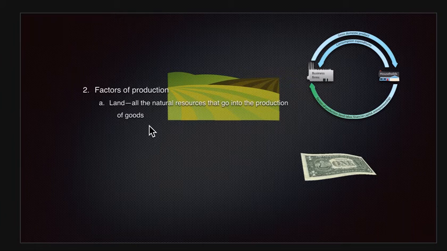So first one is land. These are all the natural resources that go into the production of those goods. Land does not necessarily mean that you own that land. It does not necessarily mean that you have direct access to it, but somehow you are going to need to either rent land or land is going to be used to help make product for you to be able to then use in your factory. So you've got to have natural resources that go into the production of those goods.